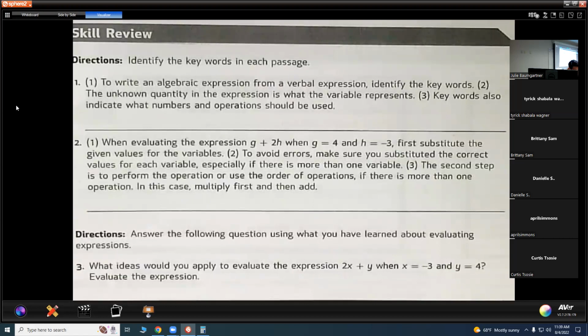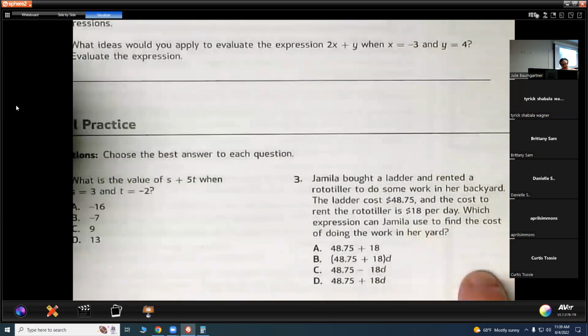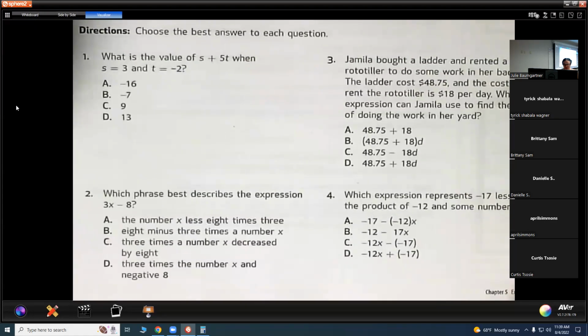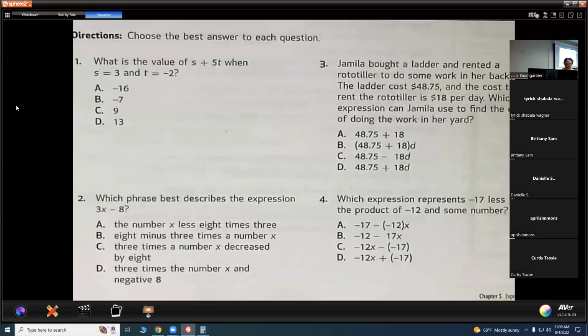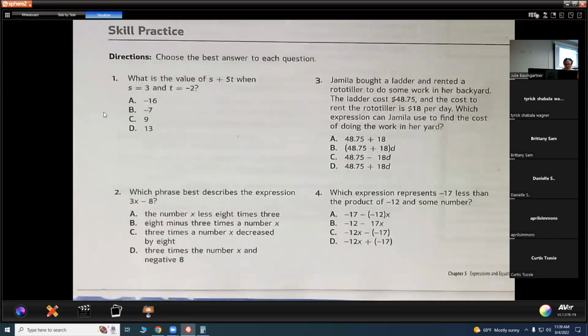So go ahead and just work on the 4 multiple choice questions down here at the bottom, the skills practice, okay? I'm gonna let you guys work on these 4 for a little bit. I'm gonna excuse myself briefly, okay? But you should know what to do here, okay?